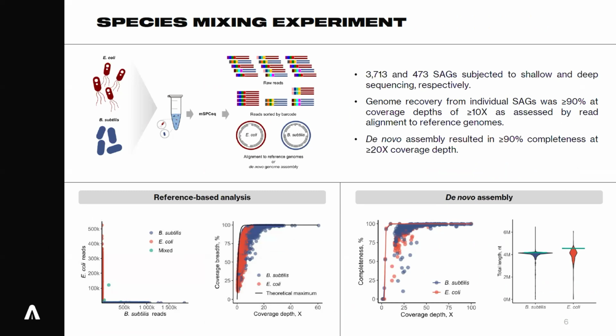Upon reference-based analysis, we were able to recover more than 90% of genomic information from individual cells at coverage depths of 10x or higher. And once we analyzed the same data set using a reference-free approach, meaning de novo assembly, we were able to recover near complete genomes from individual cells at coverage depth of 20x or higher.